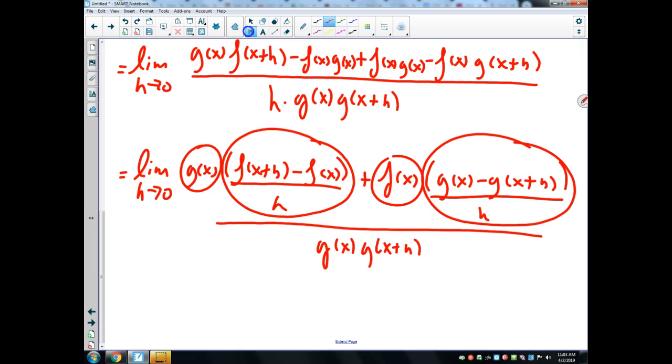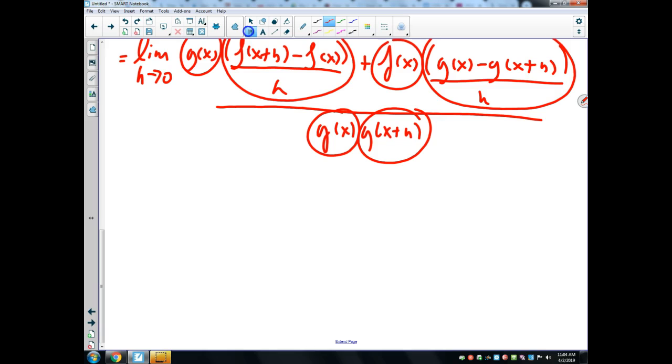Isn't it backwards? Shouldn't it say g of x plus h minus g of x all over h? So if I write it backwards, what's the only thing that happens if you change the order of a subtraction problem, of a difference? You change the sign, right? So if I say that's negative g prime, is that right? Yeah, it is. And then what's the limit as h goes to 0 of this? Well, it's g of x because there's no h in there. And what's the limit as h goes to 0 of this? Well, x plus 0 is x, so you get g of x.